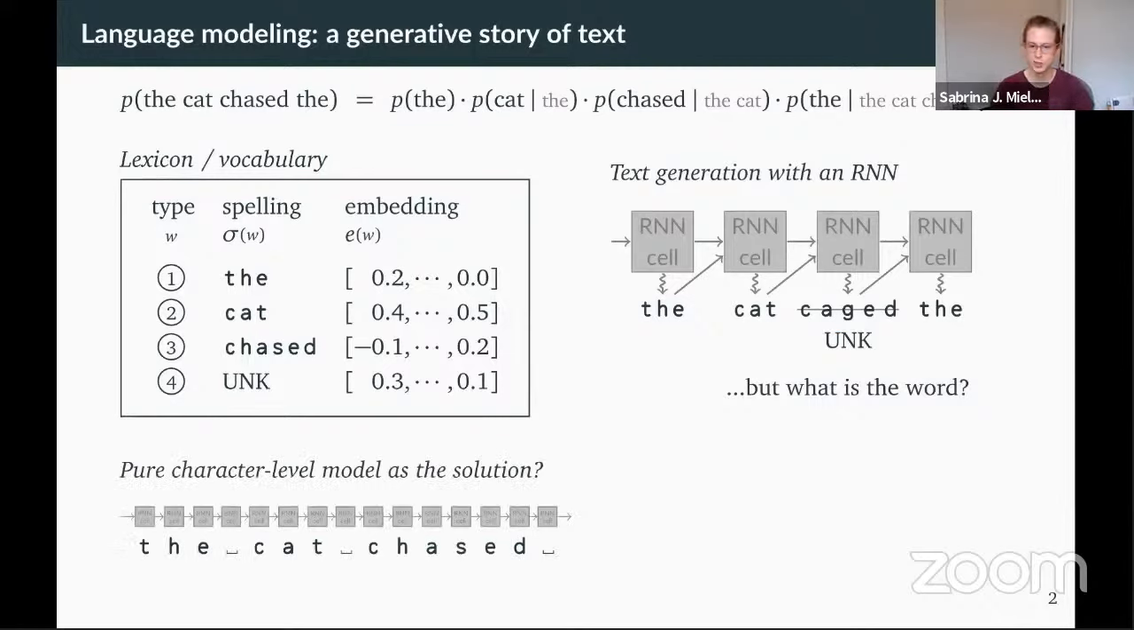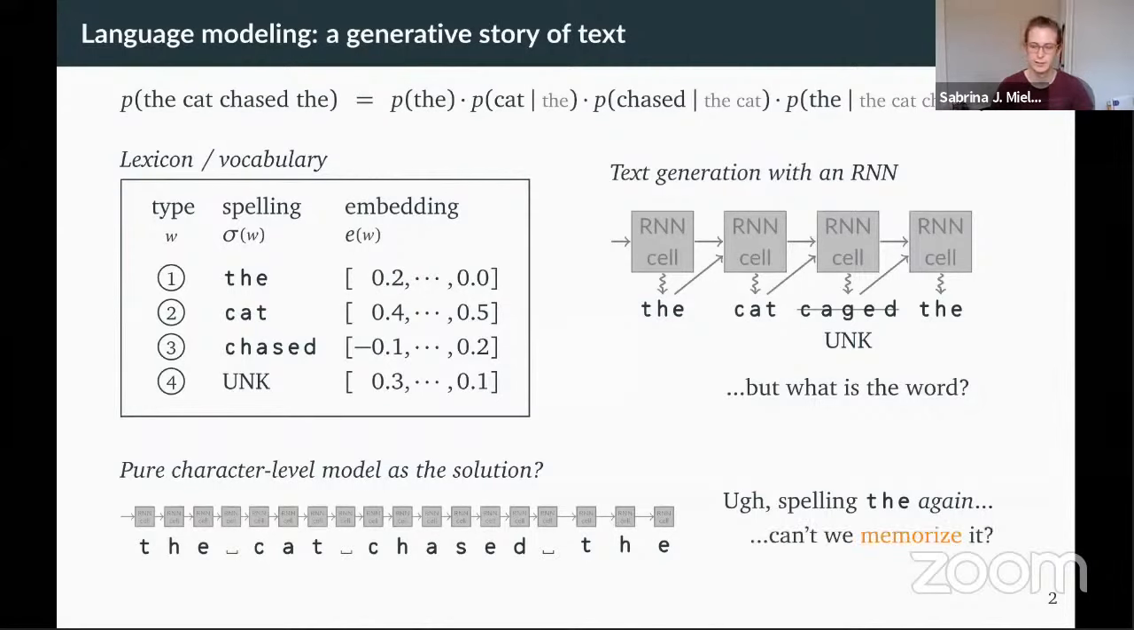As a solution, just to quickly show the thing that everybody's probably thinking about, you could do a pure character level model. Okay, sure. So now we do character by character, and then it's not hard to do "caged" as a new word. But character models kind of suck because now I have to spell T-H-E space, and it's like, can't I just memorize this?